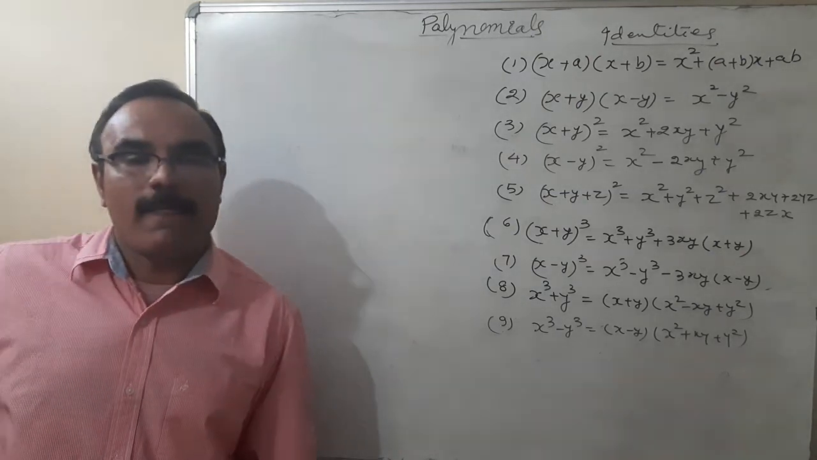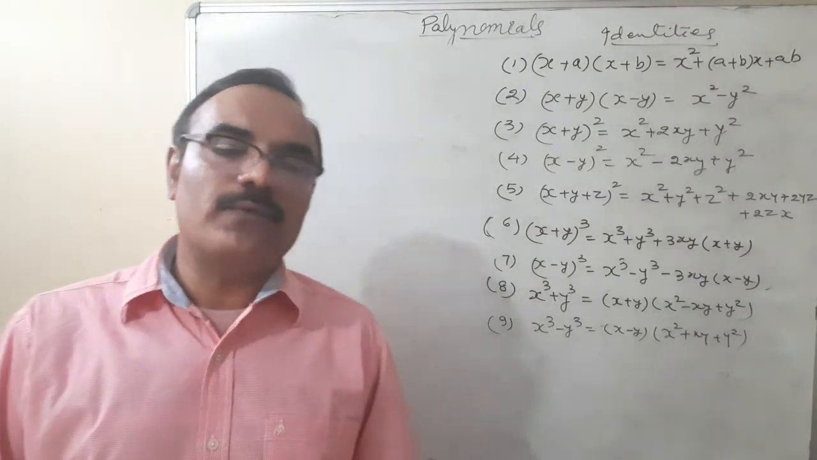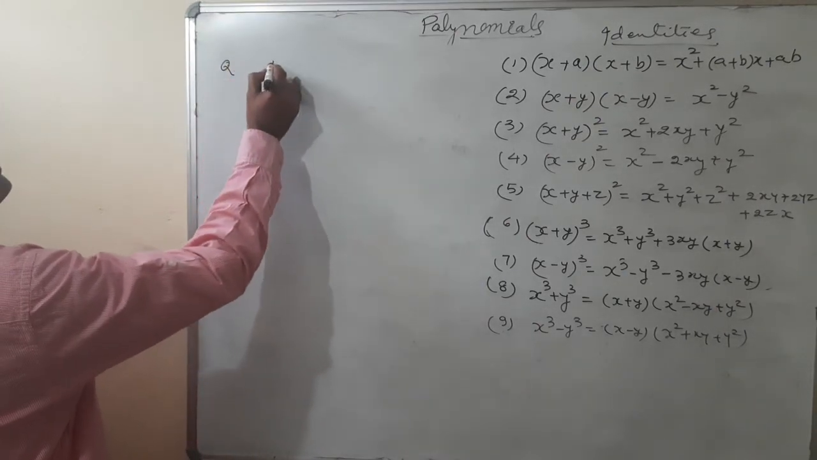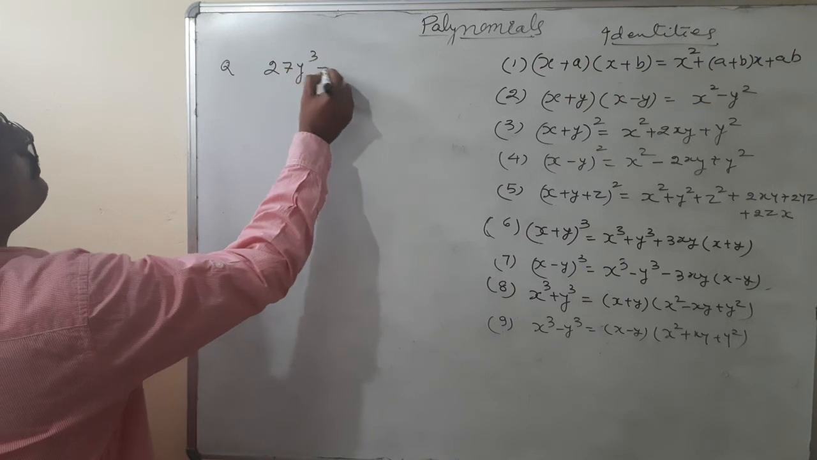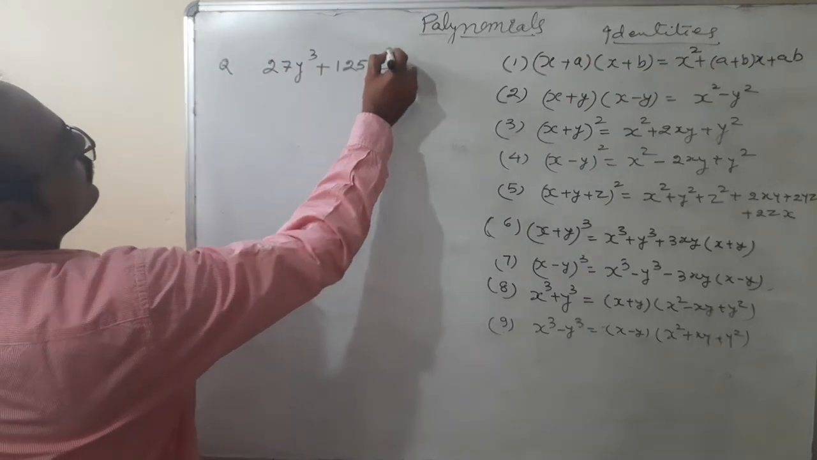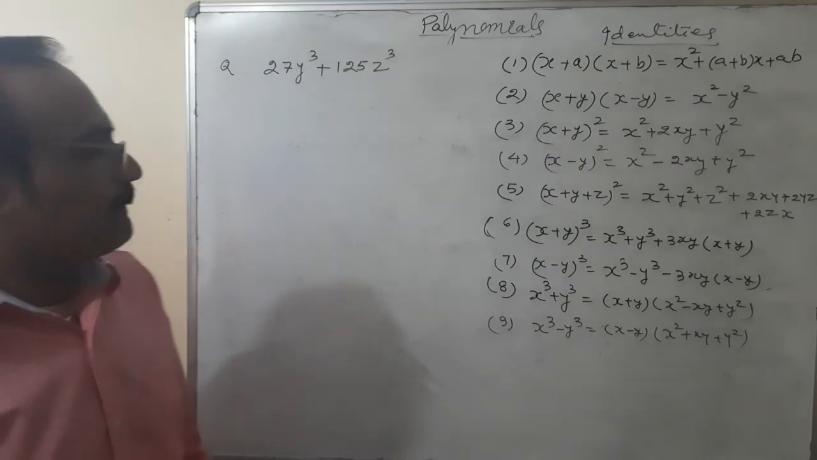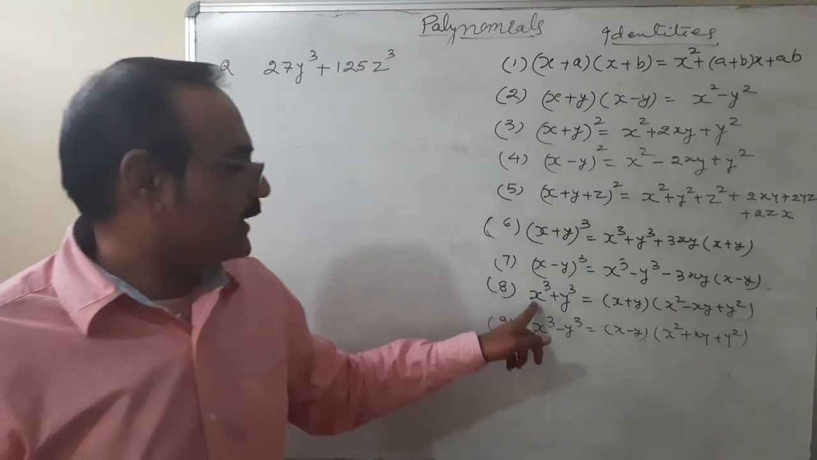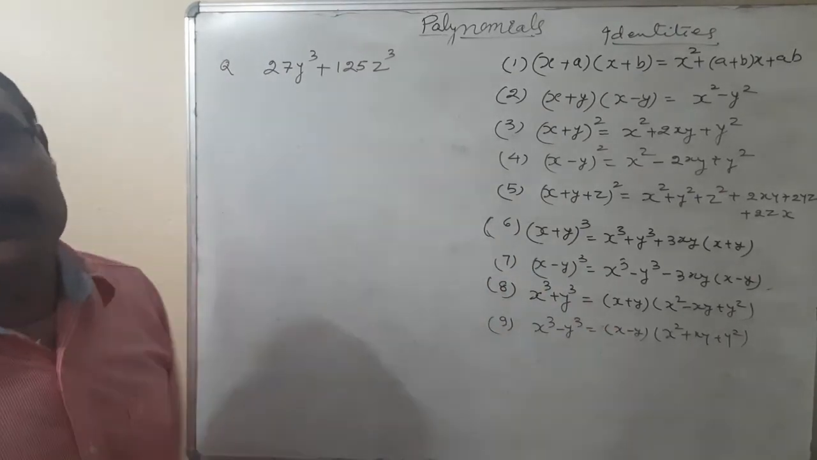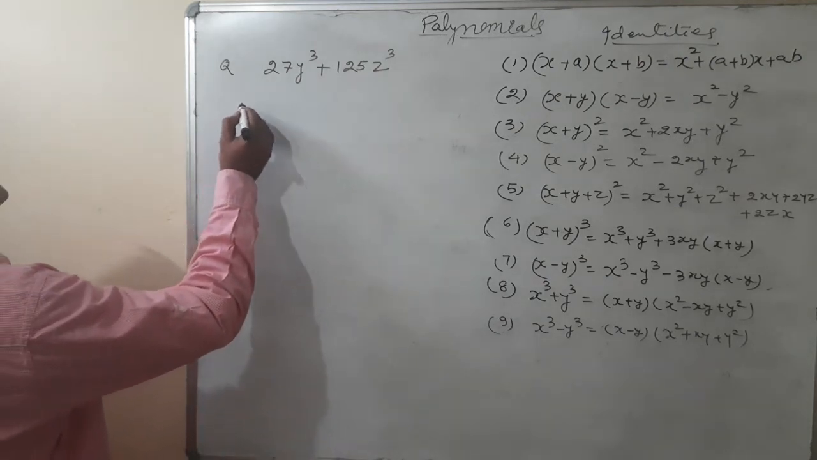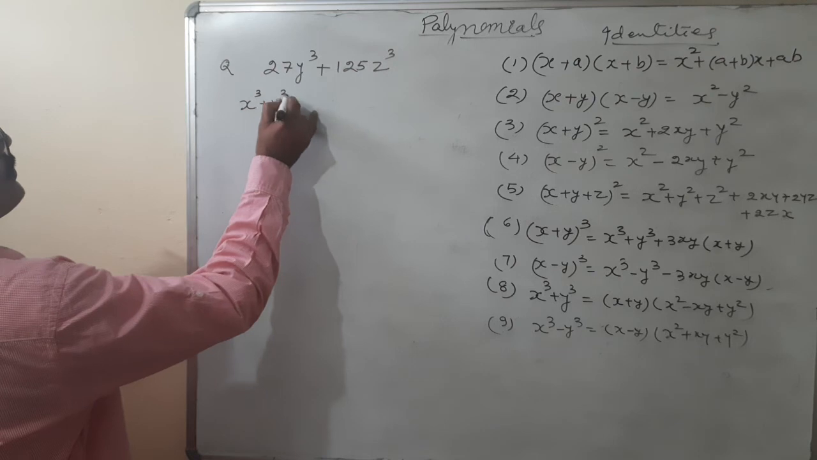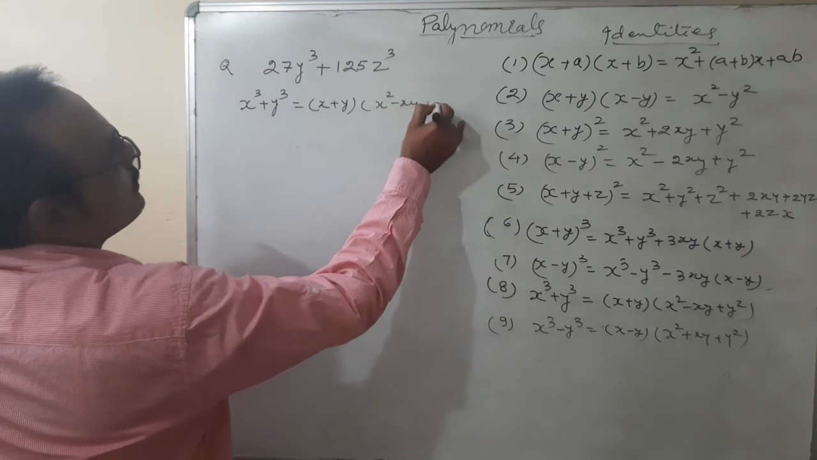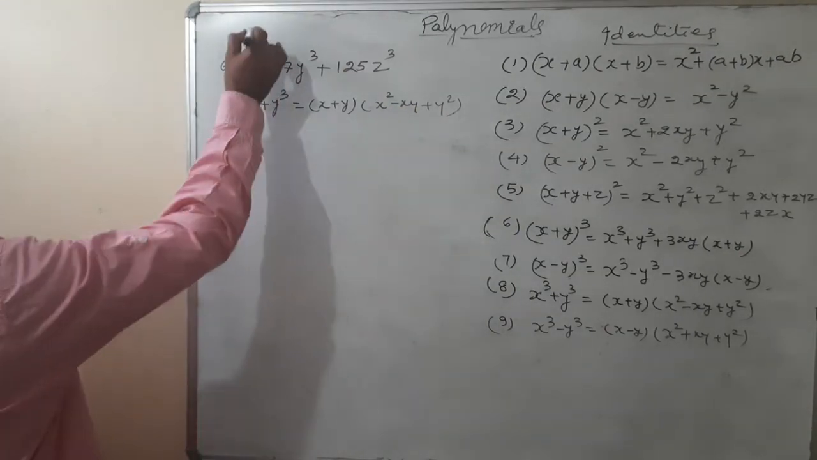So friends, now using these identities, let us solve some questions on the basis of them. I am taking a question: 27y cube plus 125z cube. This is the question and we are factorizing this term. It is of the form x cube plus y cube. For factorizing, the identity is x cube plus y cube is equal to x plus y, x square minus xy plus y square.